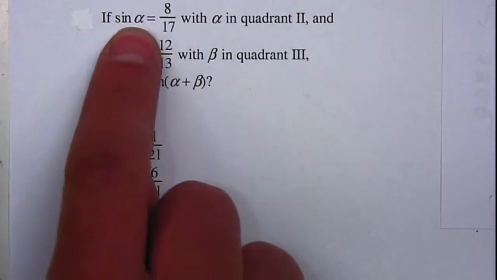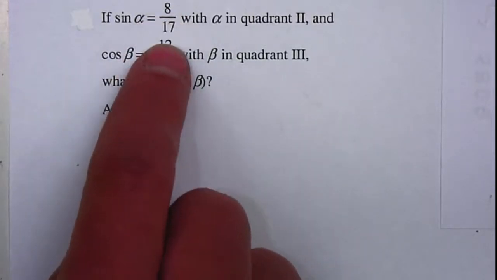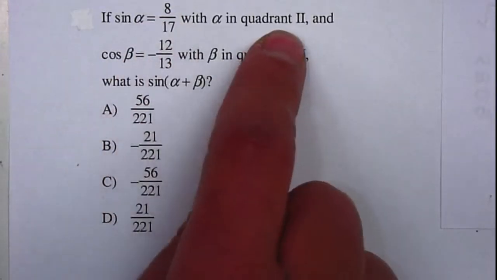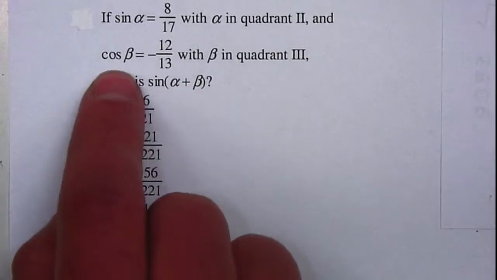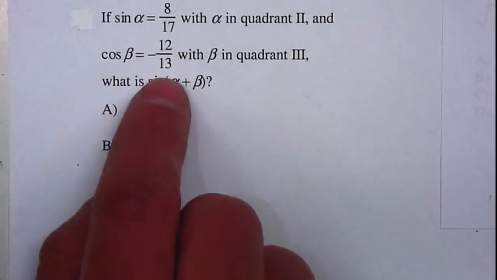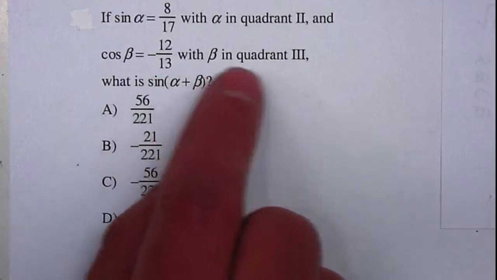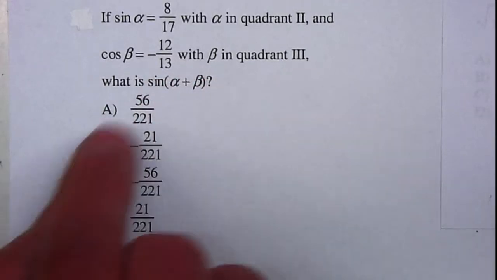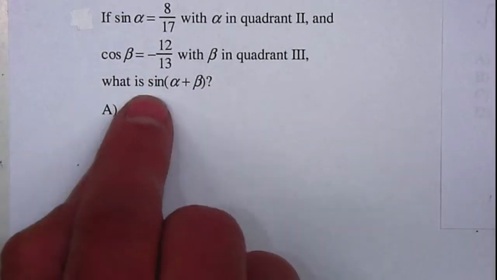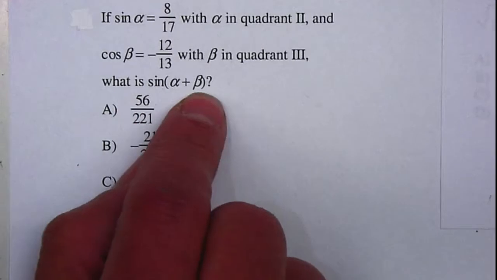If sine of alpha is equal to 8 over 17, and alpha is in quadrant 2, and they also tell you that the cosine of beta is negative 12 over 13, and beta is in quadrant 3, they ask you what is the sine of alpha plus beta.